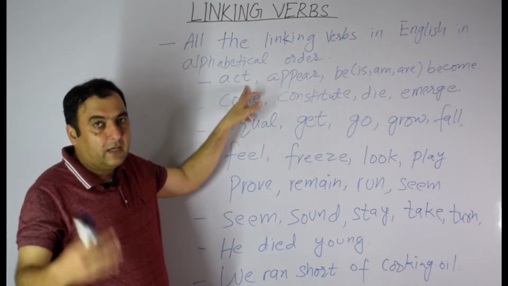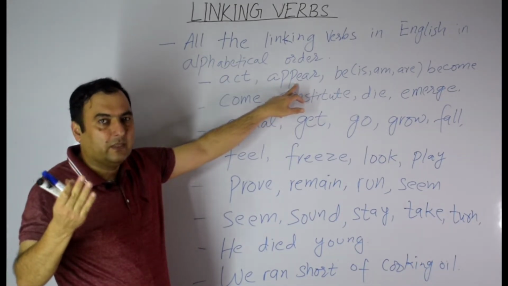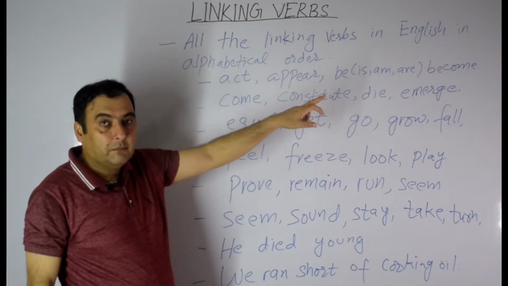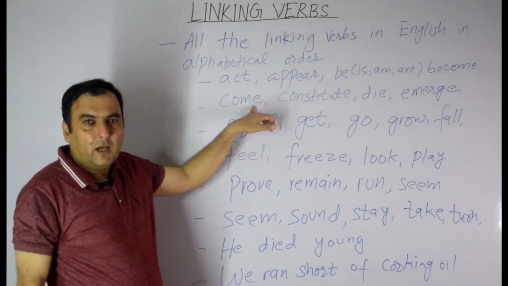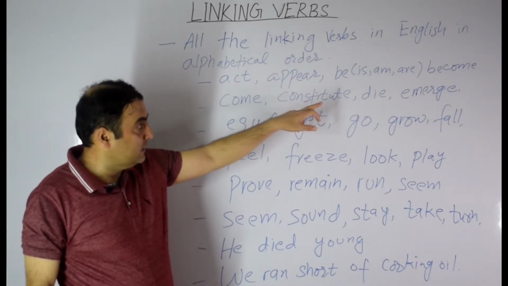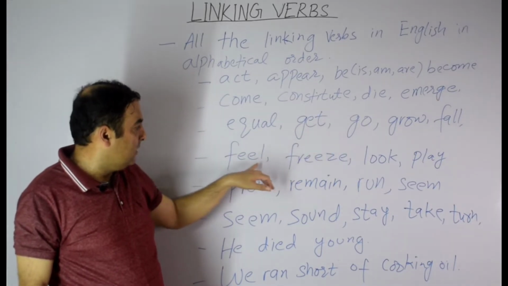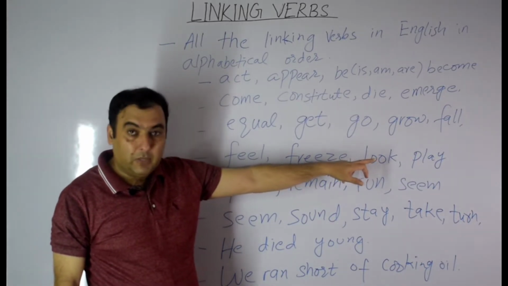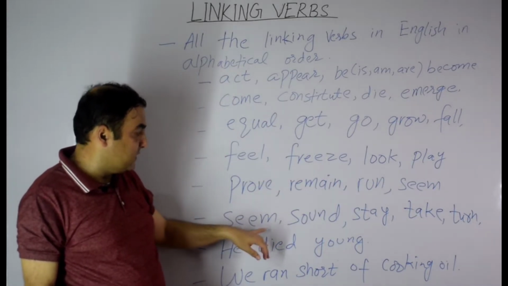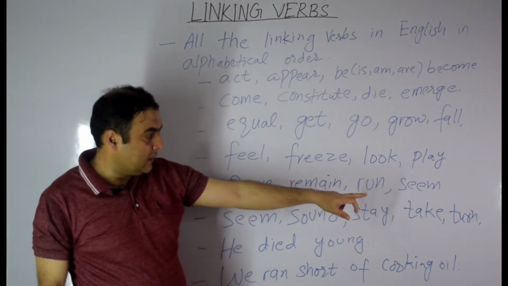So act is a linking verb. Appear. And another thing, some linking verbs are of course more common than others. Appear and be are more common than act, for example. Become is also very common. Come is an intransitive verb but can be used as a linking verb as well. Constitute, die, emerge, equal, get, go, grow, fall, feel, freeze, look, play, prove, remain, run, seem, very common. Sound, stay, take, turn.